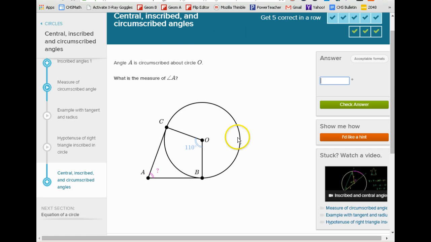Okay, how about this one? Now we have this problem. We remember this is a 90 and this is a 90. So we have a quadrilateral, looks a little like a kite here. And we have 110 degrees on this side. These two have to equal 180. So this guy has to be 180 minus 110, or 70. So that's a 70-degree angle.